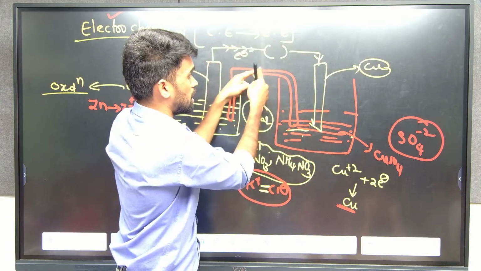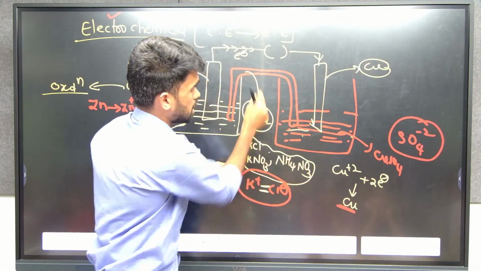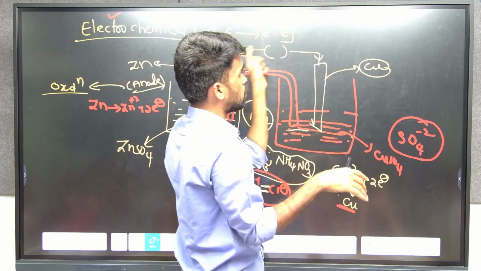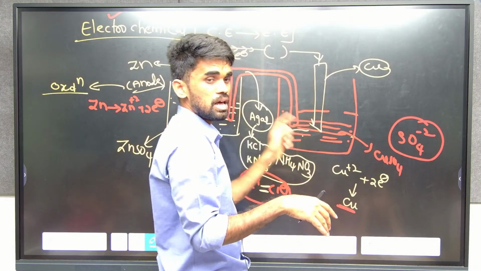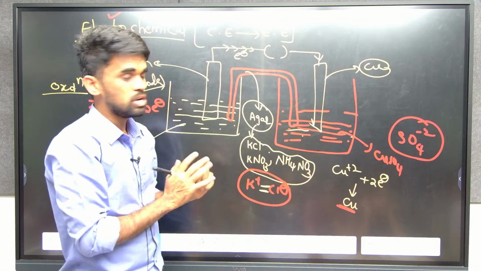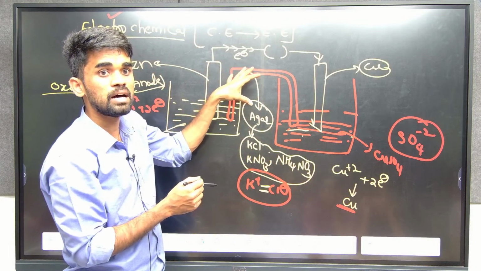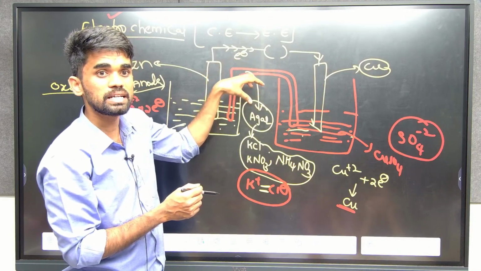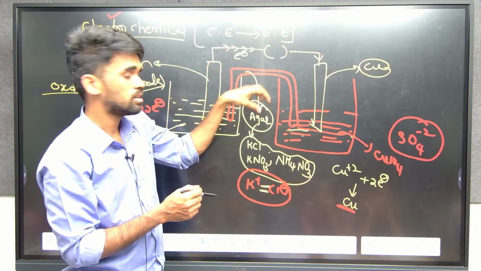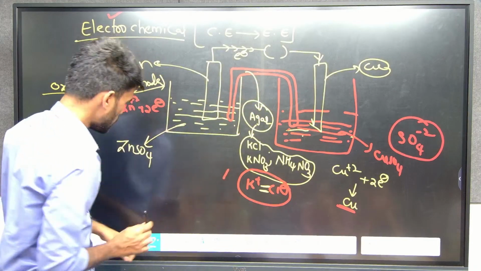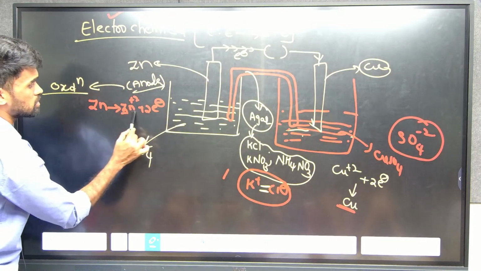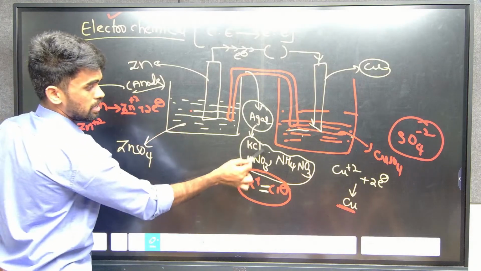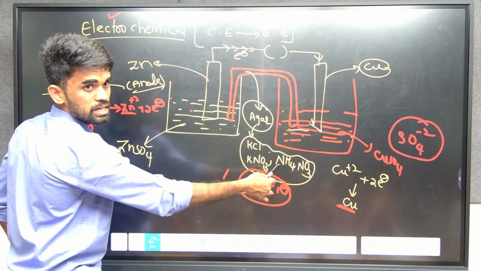That's why we are using this salt bridge, so that the K+ ions come and pair up with this and neutralize it. That allows the passage of electrons. Like this we are completing the circuit. So what is the use of salt bridge? To complete the cell circuit and also to maintain electrical neutrality. Here also, the Zn2+ ions formed are balanced by anions of the electrolyte that we are taking.